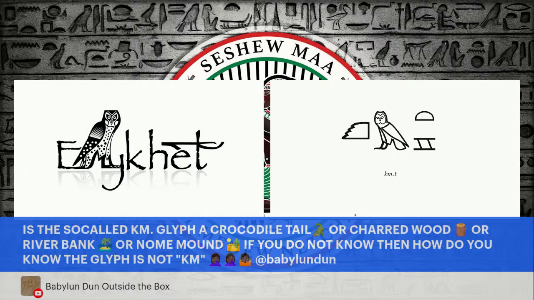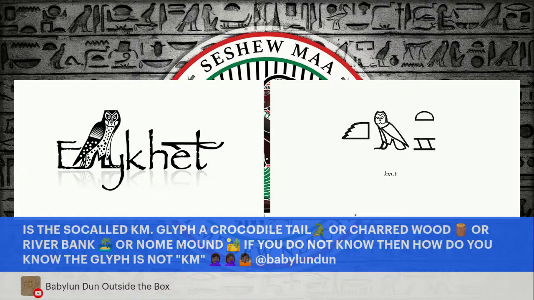See, that's the point. It doesn't matter if the glyph is a crocodile tail, charred wood, a riverbank, or no mound. That glyph in this word is only functioning to represent consonants in the language. It's only there to represent consonants in the language, no different than how we spell our words. And that's the point I'm making.